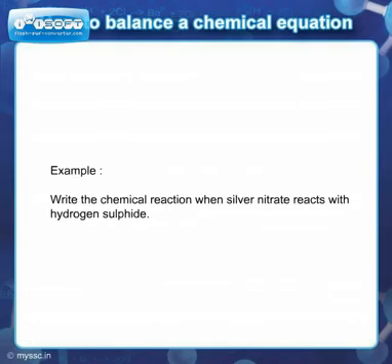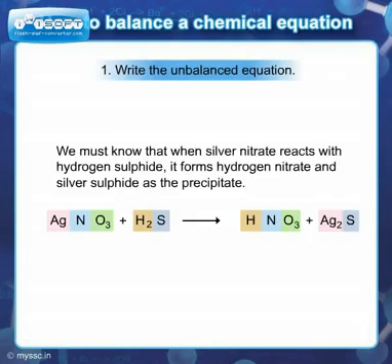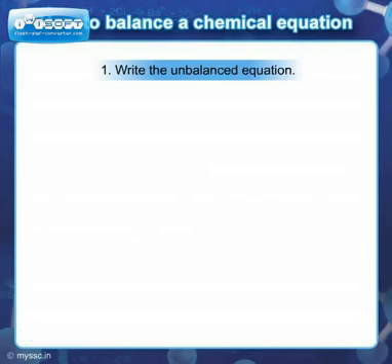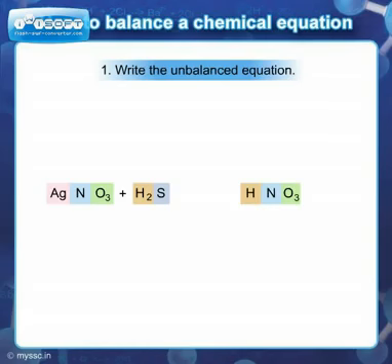Write the chemical reaction when silver nitrate reacts with hydrogen sulfide. Step 1. Write the unbalanced equation. We must know that when silver nitrate reacts with hydrogen sulfide, it forms hydrogen nitrate and silver sulfide as the precipitate. Let us write the reactants, that is silver nitrate and hydrogen sulfide, on the left hand side. Write the products, that are hydrogen nitrate and silver sulfide, on the right hand side. Separate the reactants and products by putting an arrow between them to indicate the direction of the reaction.